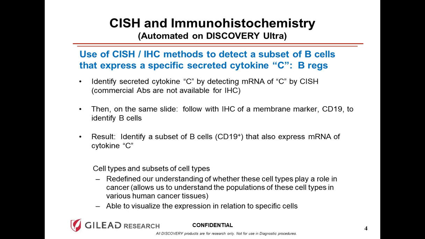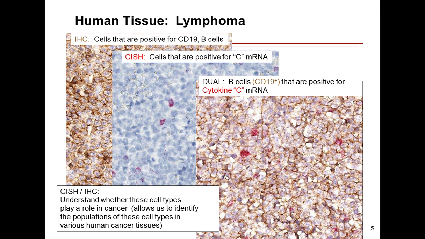And so what we were hoping for, and what we did get, was that we were able to identify a subset of B cells, so they were CD19 positive, that also express mRNA of cytokine C. And I'll show you on the next slide, but what this was very helpful for us is that we were able to understand if these cell types played a role in cancer, these B regs in particular. We understood the population of these cell types in various human cancer tissues, and we were able to visualize the expression in spatial relation to specific cells within the tissue landscape.